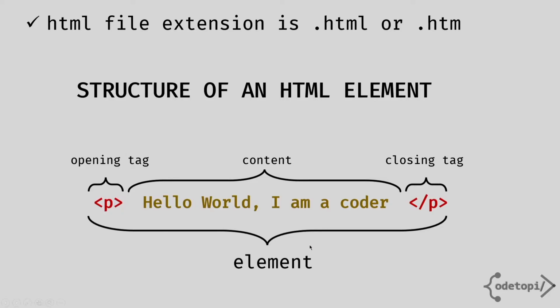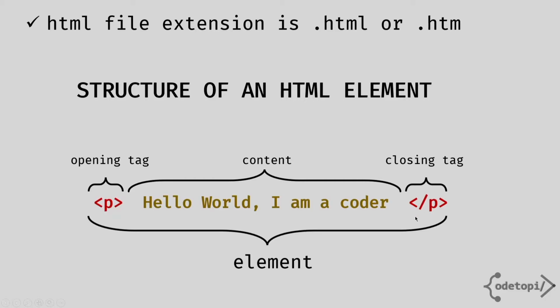Now this is an example of an element, and as I said, the element consists of the opening tag, the content, and the closing tag. So if you want to represent a paragraph on your website, you would have to wrap that text with the opening tag of the paragraph and the closing tag of that paragraph. Now, the only difference between the opening tag and the closing tag is this forward slash here.